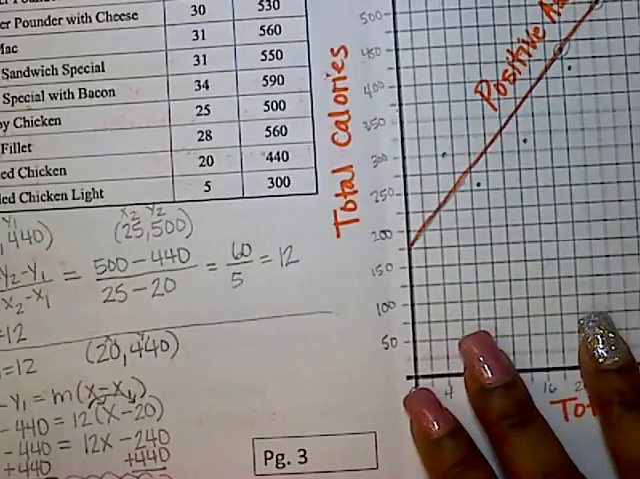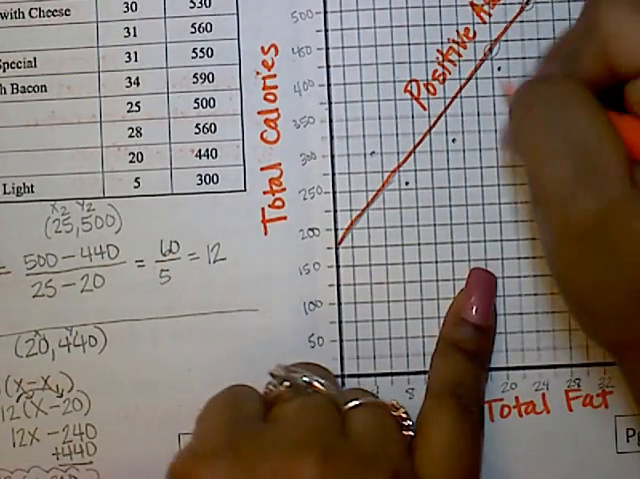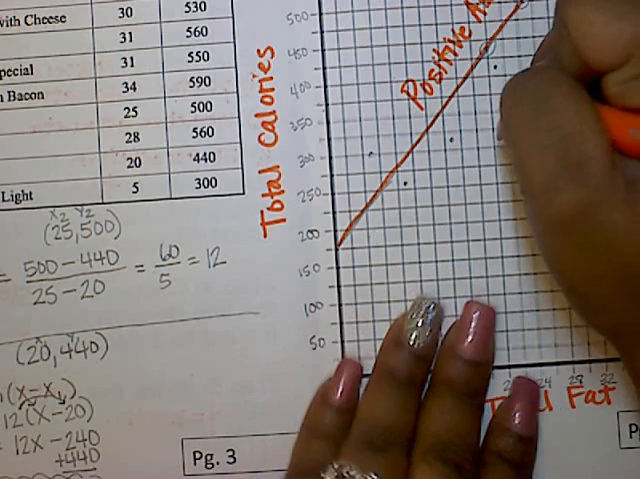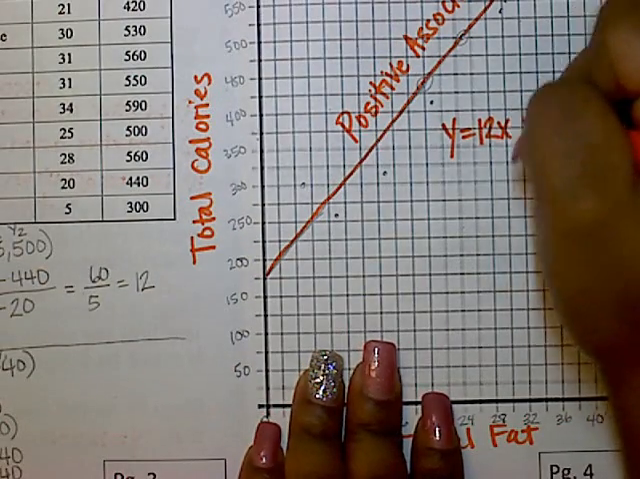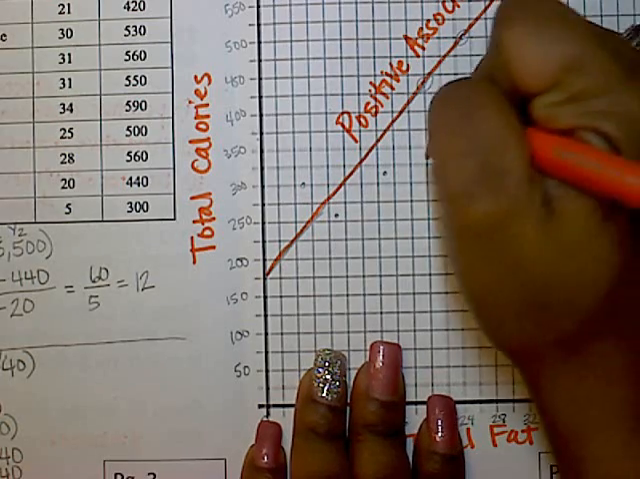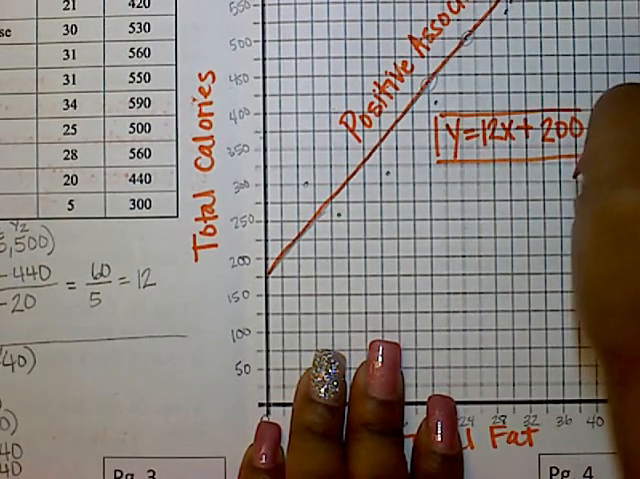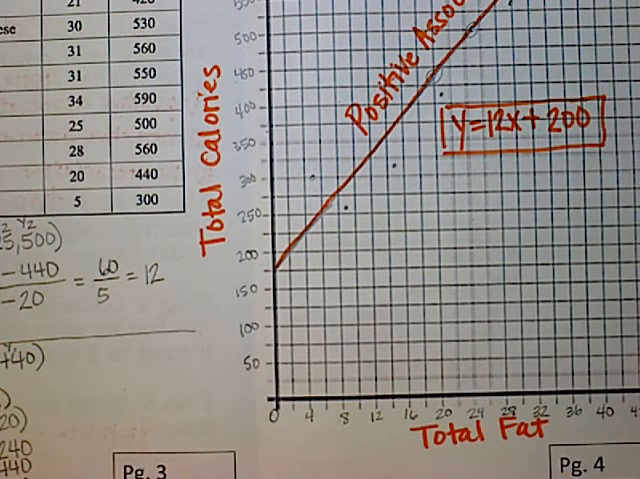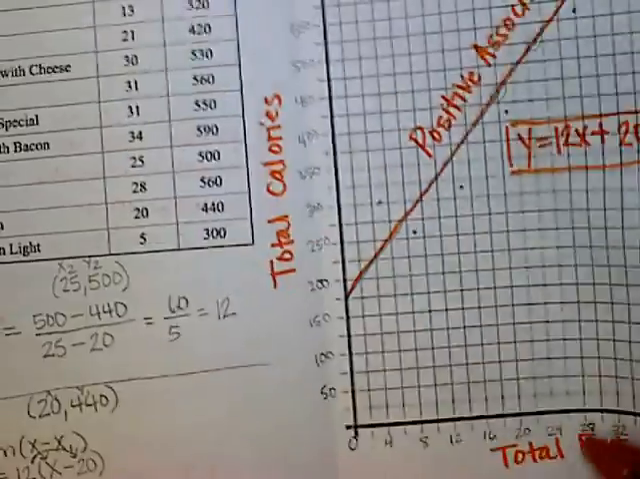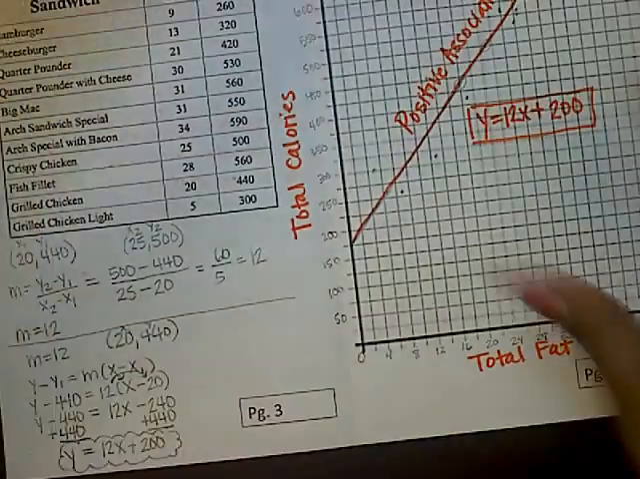So when we come over here and look at this line, the line is y equals 12x plus 200. So that is the formula for this line. And we would use this formula to make predictions. Like if they asked how many calories would you have if there was 5,000 total fat, we would use this formula to find that. Okay? So make sure you rewind or get this down to what you need to do.